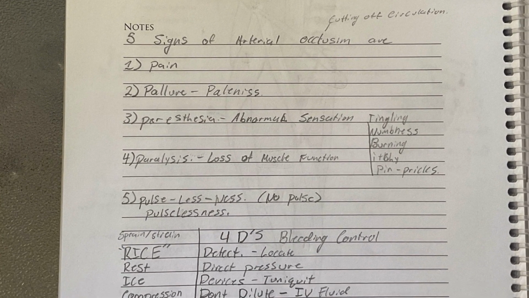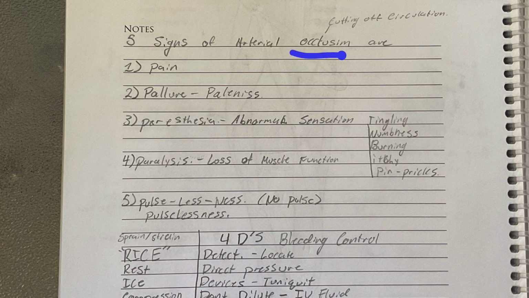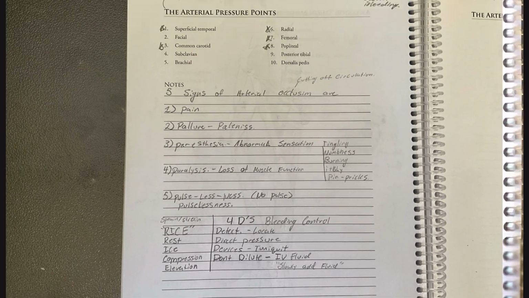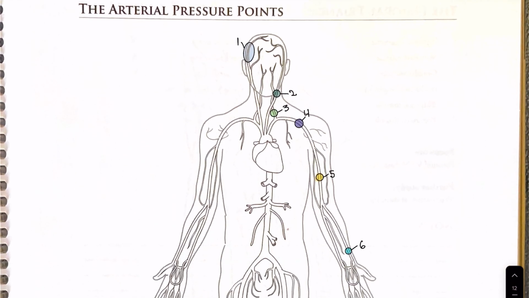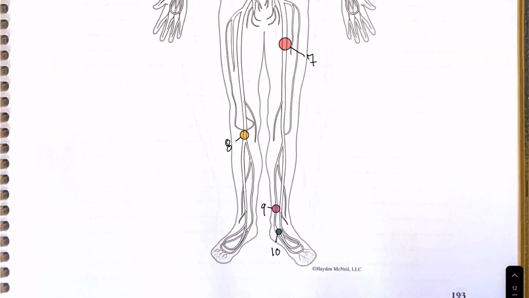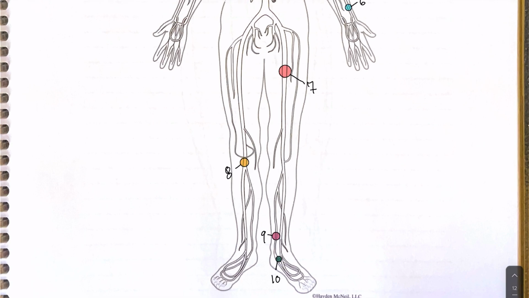We're going to write down the 5 signs of arterial occlusion, or 5 signs that circulation is being cut off to a certain area. And that's the point of these arterial pressure points, is we want to be able to feel on the person if they received a cut right here. Are they still getting pressure down here? Are they still getting blood flow coming down to this part of the limb?